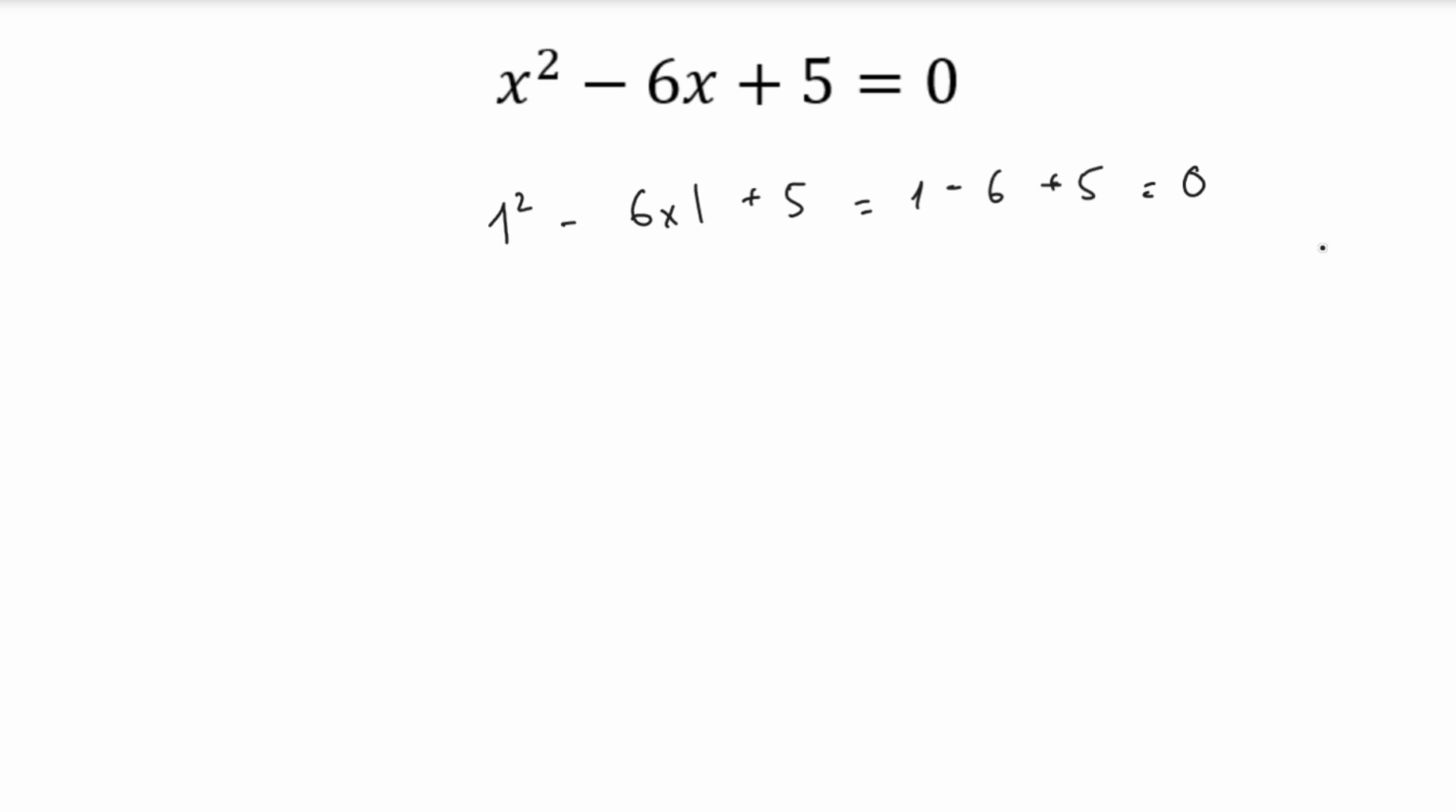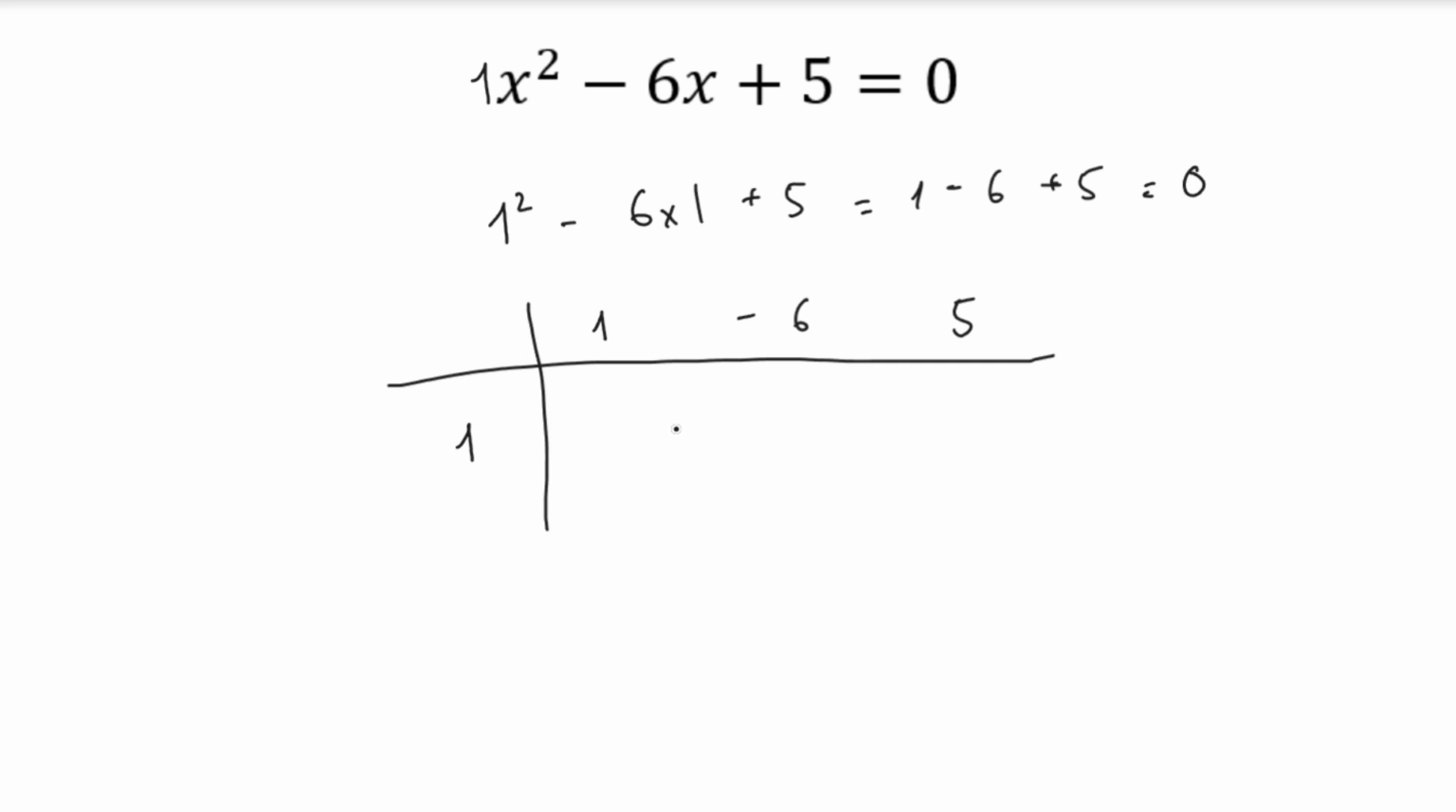So 1 is a solution of this equation. That is the only thing I know, because I don't know how to factor it. So I'm going to use the Horner method to factor this equation. You know that 1, -6, and 5 are the coefficients, so I'm going to list them right here. And you know that 1 is a solution of this equation, right? So I'm going to list 1 here. So how do we use the Horner method?